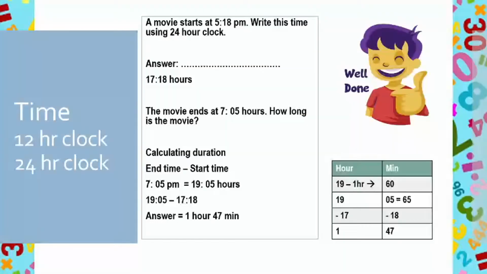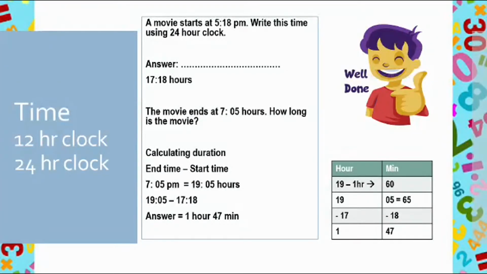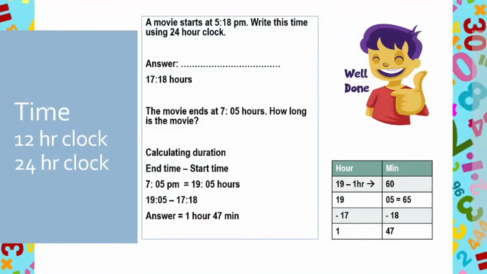Moving next, the 24-hour clock. That's the concept of time. In the concept of time, you get questions wherein you have to find the duration of a journey. You also get questions of converting 12-hour clock time into 24-hour clock time and 24-hour into 12-hour. The example question here reads, he starts at 5:18 p.m. Write this time using the 24-hour clock. So it's 5:18 p.m., that's why my answer is 17.18 hours.